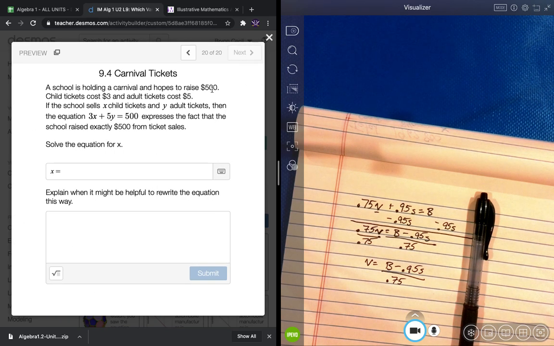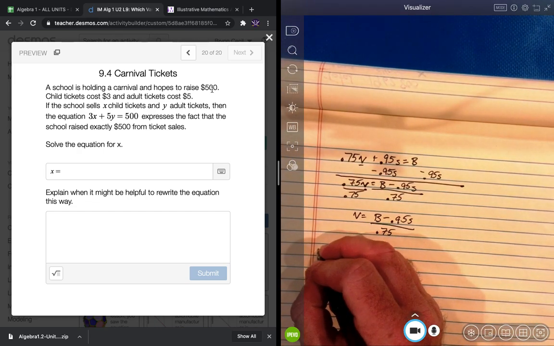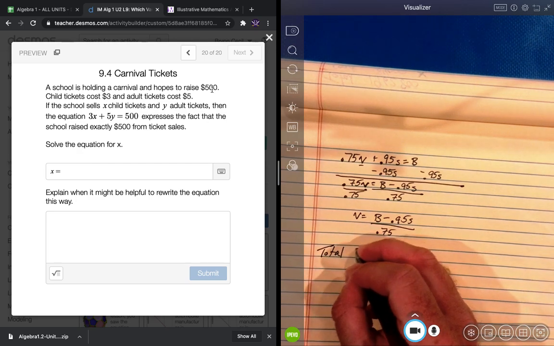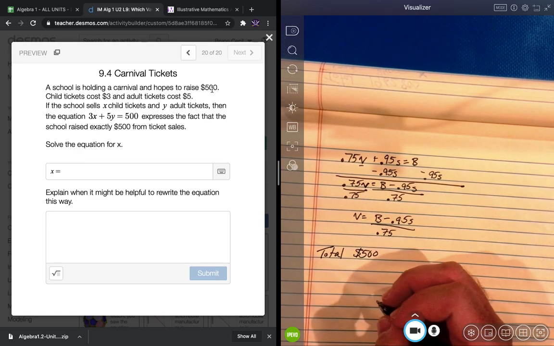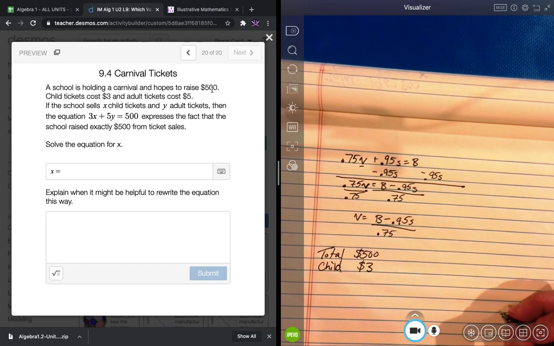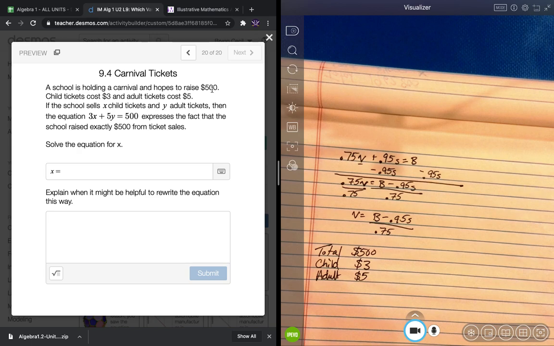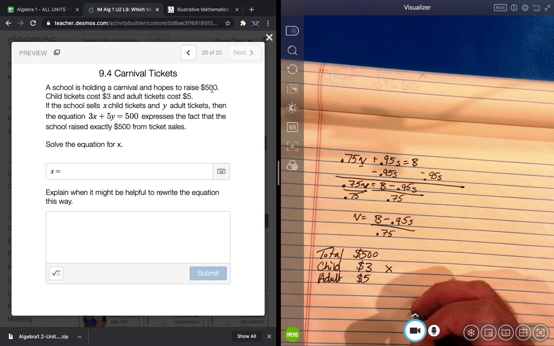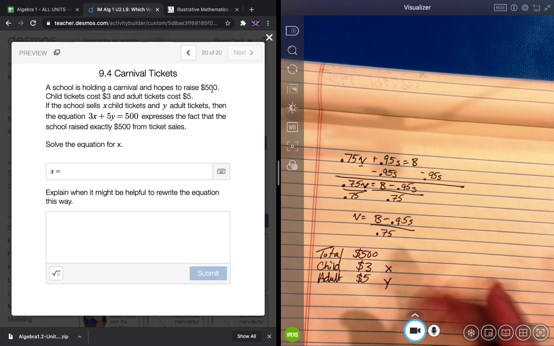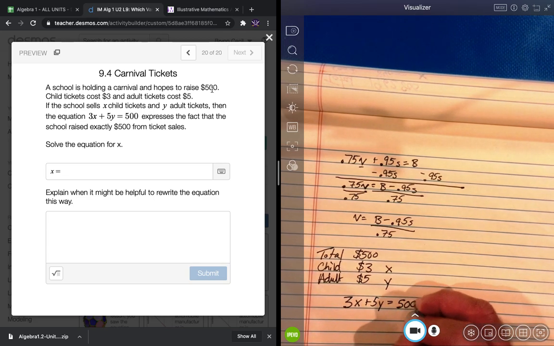That's why. Okay, a school is holding a carnival and hopes to raise $500. Child tickets. Okay, so here, let's do this. All right, so the total $500. Child tickets are 3. Adult tickets are 5. All right, and if the school sells X child tickets and Y adult tickets, then it's telling us that we're going to use this 3X plus 5Y equals 500.